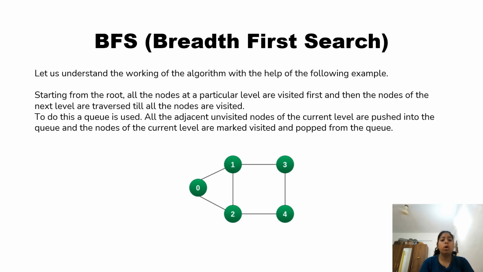Starting from the root, all the nodes at a particular level are visited first, and then the nodes of the next level are traversed till all the nodes are visited. To do this, a queue data structure is used. All the adjacent unvisited nodes of the current level are pushed into the queue, and the nodes of the current level are marked visited and dropped from the queue.